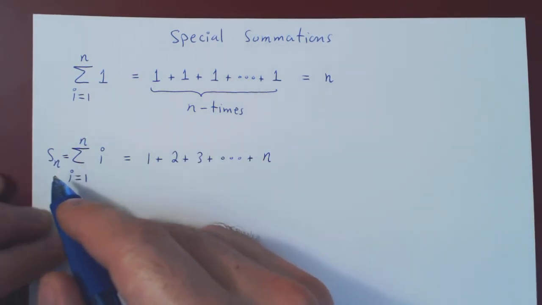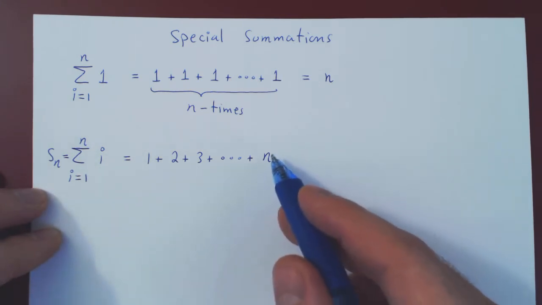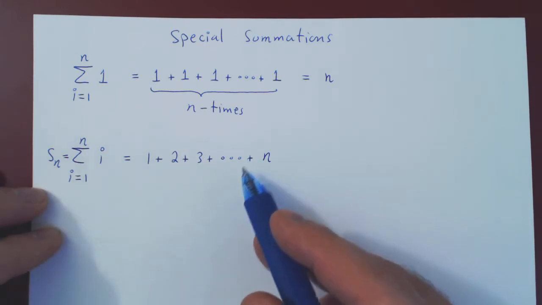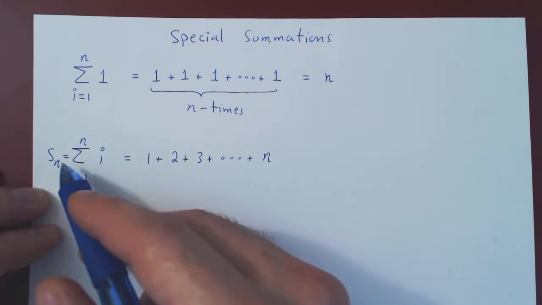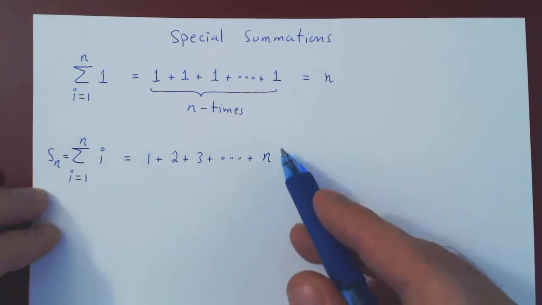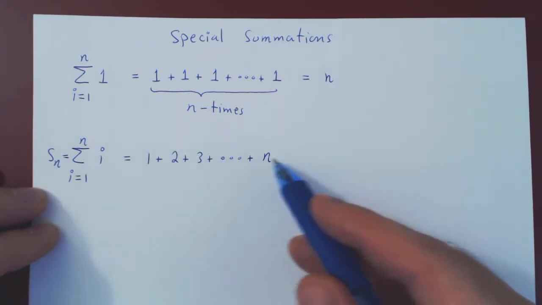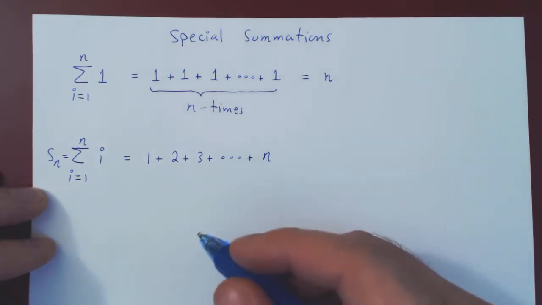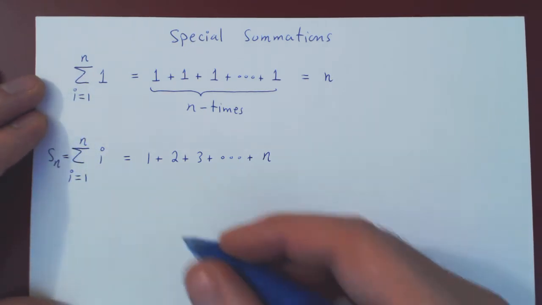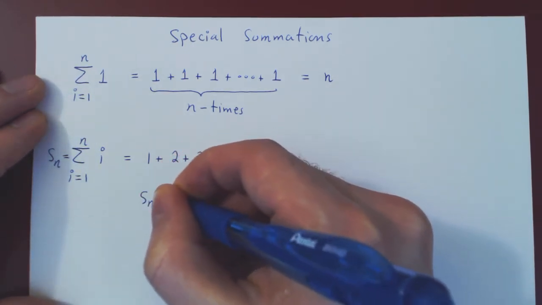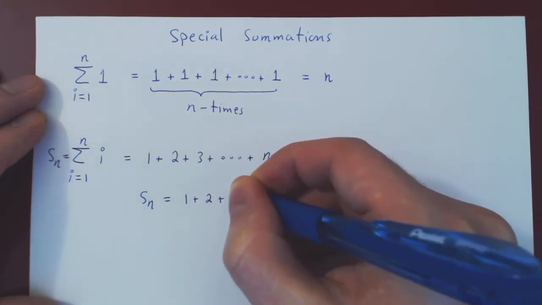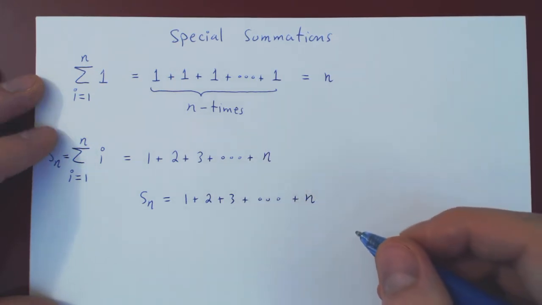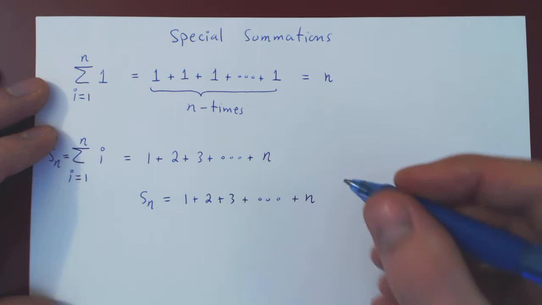So you see why I'm calling this Sn. It is the sum of the first n positive integers. So if n was 7, it'd be 1 plus 2 plus 3 plus 4 plus 5 plus 6 plus 7. The question is, can we evaluate such a summation for any n without having to add every single term? And the answer is yes. And we'll have to be a little crafty about this. So let me rewrite it here. So Sn, the sum of the first positive integers, 1 plus 2 plus 3 up to n. Now, notice that we are summing n terms.